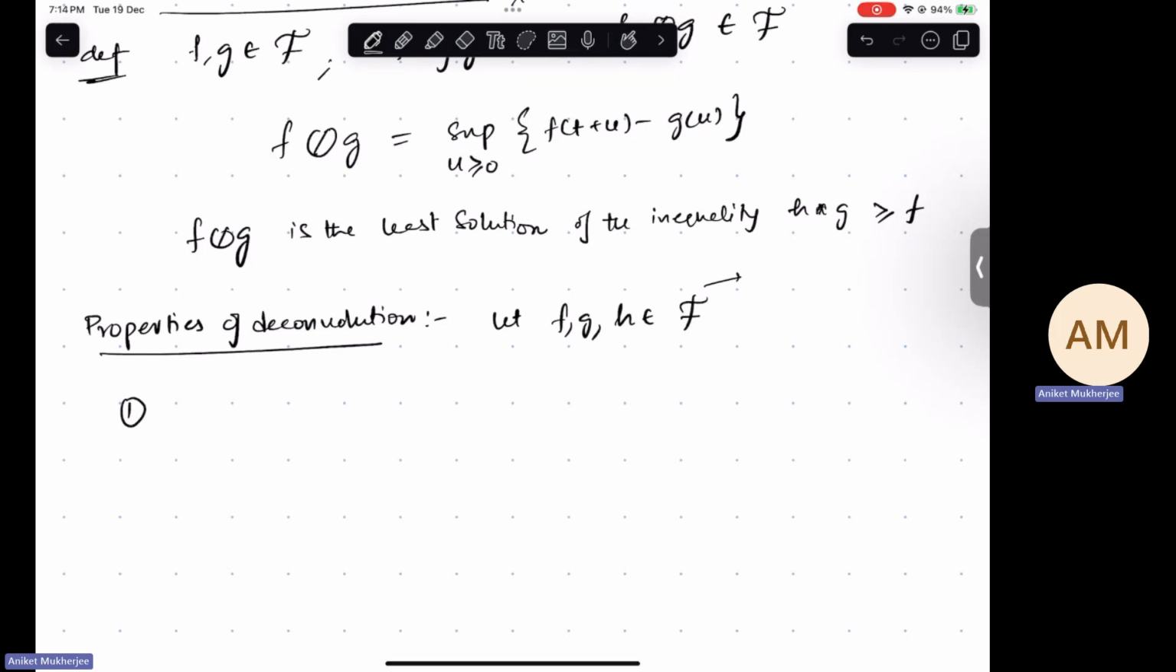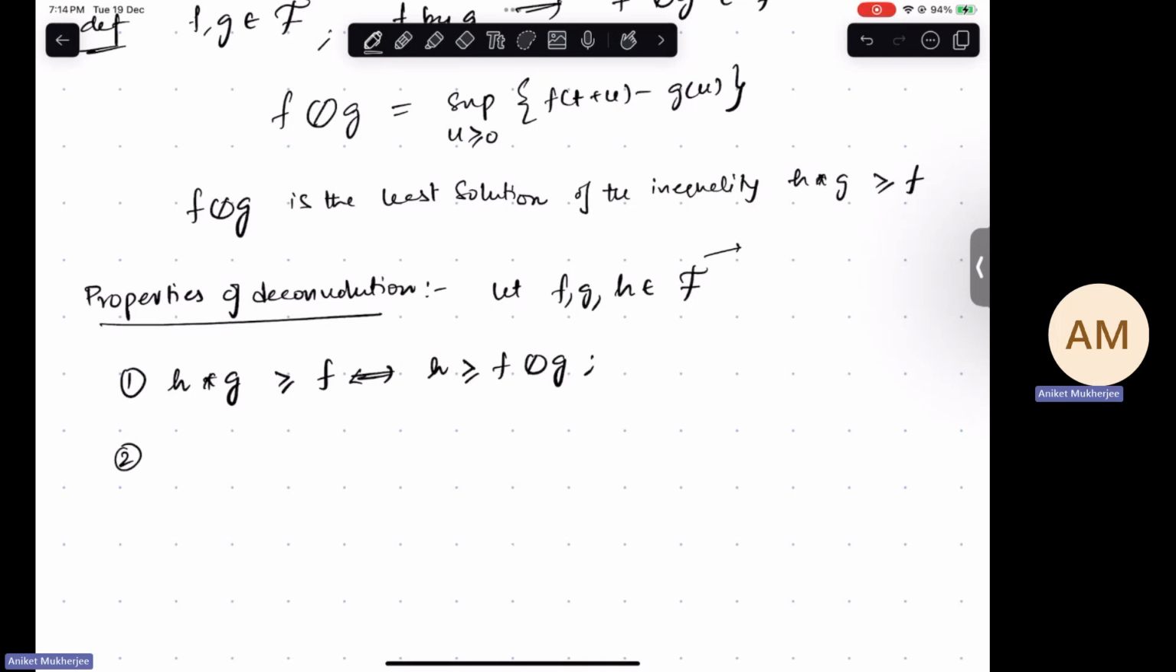So the first property is h convolution g is greater than f implies h greater than or equal to f deconvolution g. This is what we showed in the first thing. This is the basic inverse relation of the min plus deconvolution and the convolution. The proof for the first one is not that important because it is just the rewriting of the definition of the residuation operator.